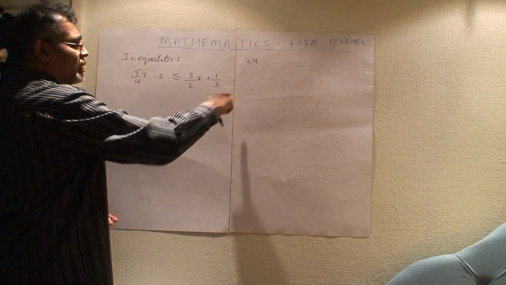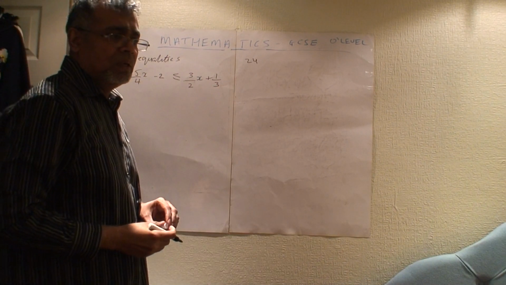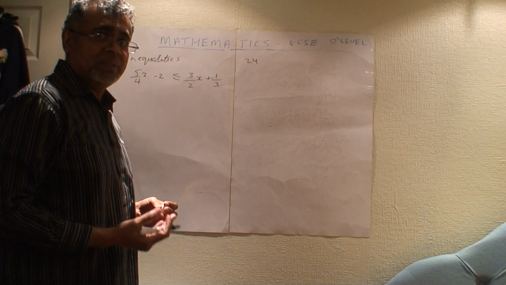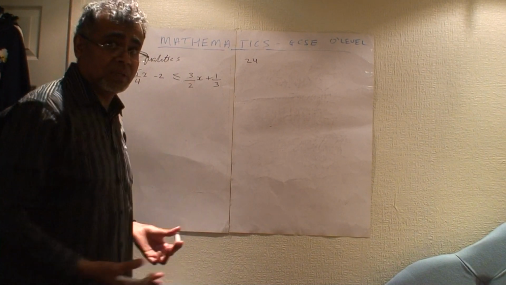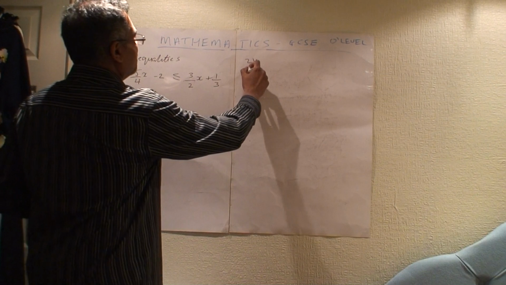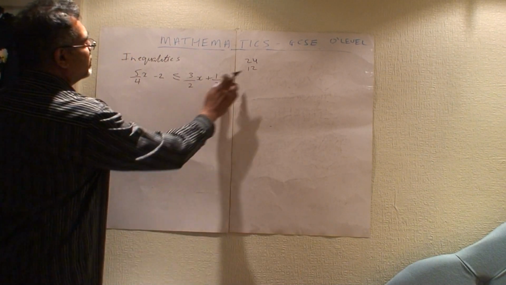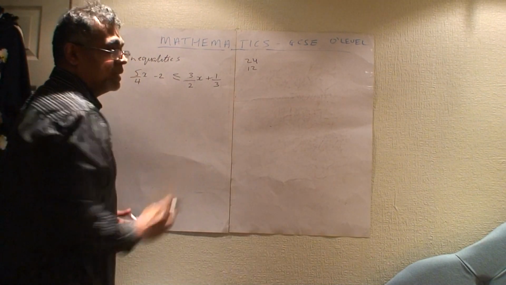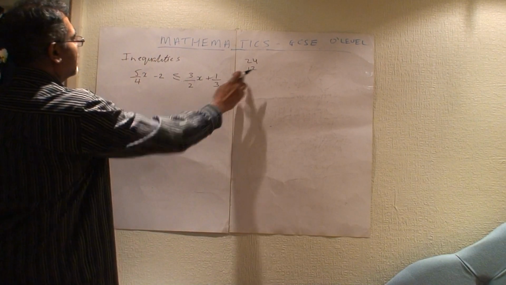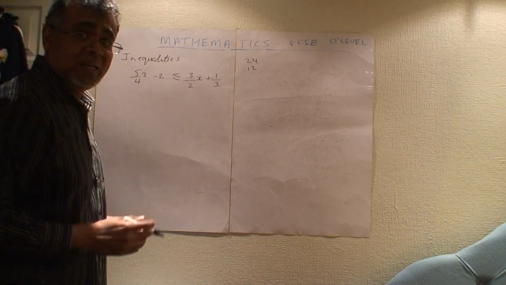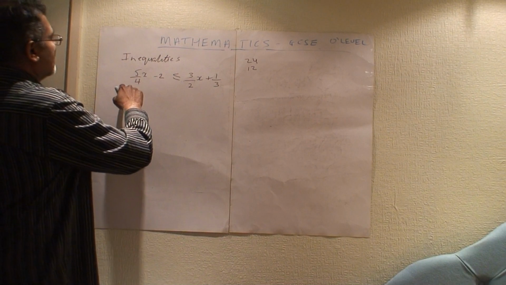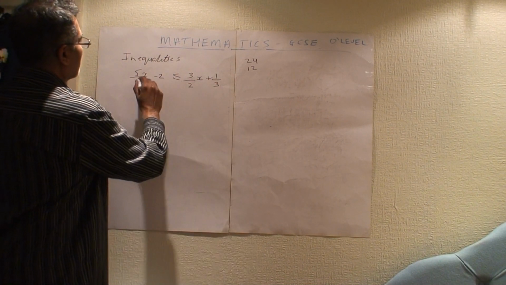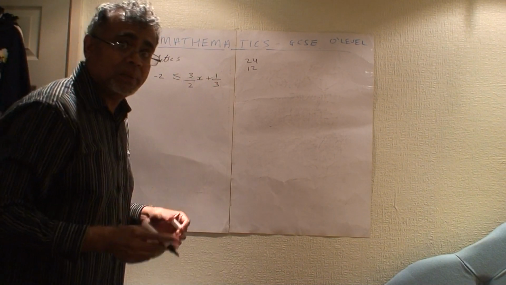But there's another number that's smaller than 24 that makes it a bit easier and simpler. So we could look at 12, because 4 can go into 12, 2 can go into 12, and 3 can go into 12. So what do we do with this 12? We multiply everything here, everything here, by 12.